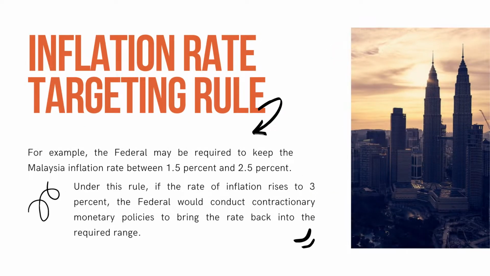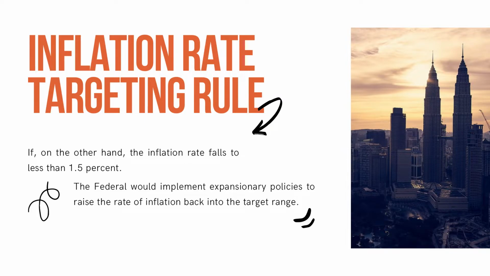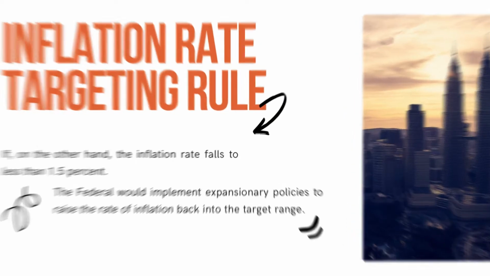For example, the Fed may be required to keep the Malaysia inflation rate between 1.5% and 2.5%. Under this rule, if the rate of inflation rises to 3%, the Fed will conduct contractionary monetary policy to bring the rate back into the required range. If, on the other hand, the inflation rate falls to less than 1.5%, the Fed will implement expansionary policy to raise the rate of inflation back into the target range.